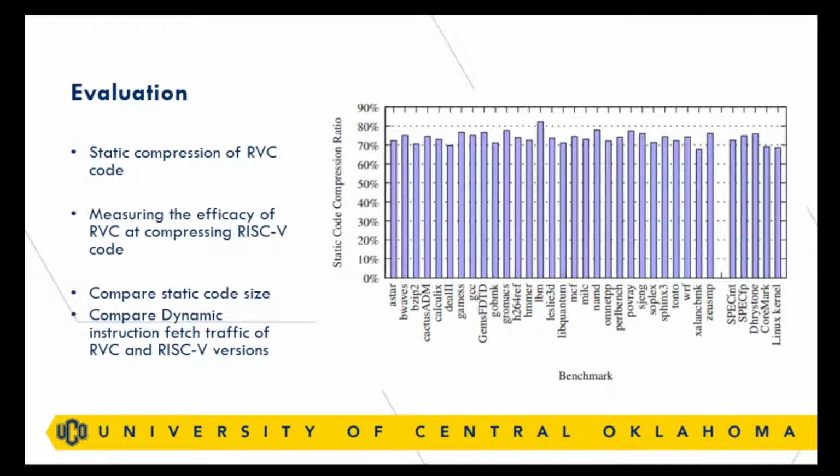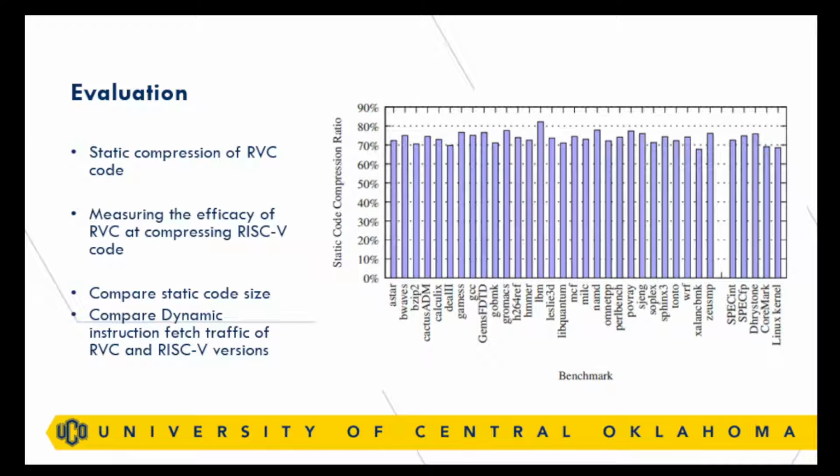So in evaluation, the static compression of RVC code. The test was performed to measure the effectiveness of RVC and RISC-V by analyzing both static code size and the dynamic instruction fetch traffic from each program version. On the right side of this slide, I have a table which is provided within the article.